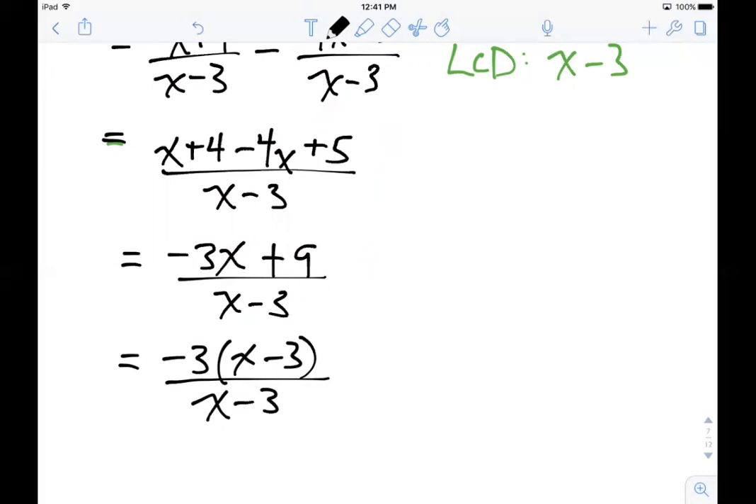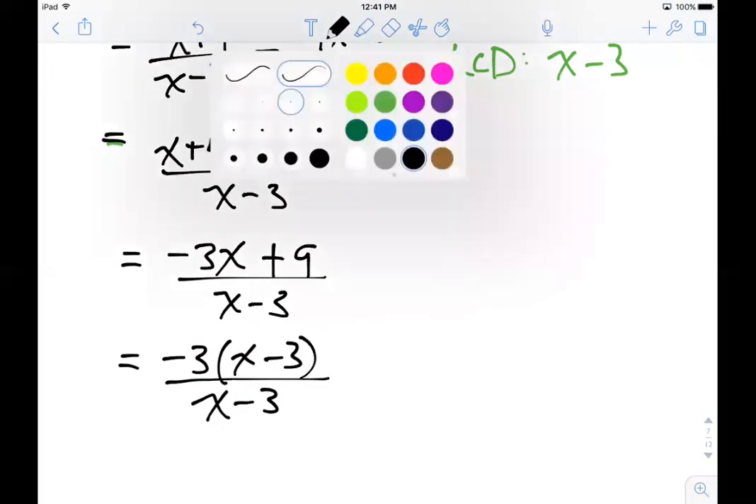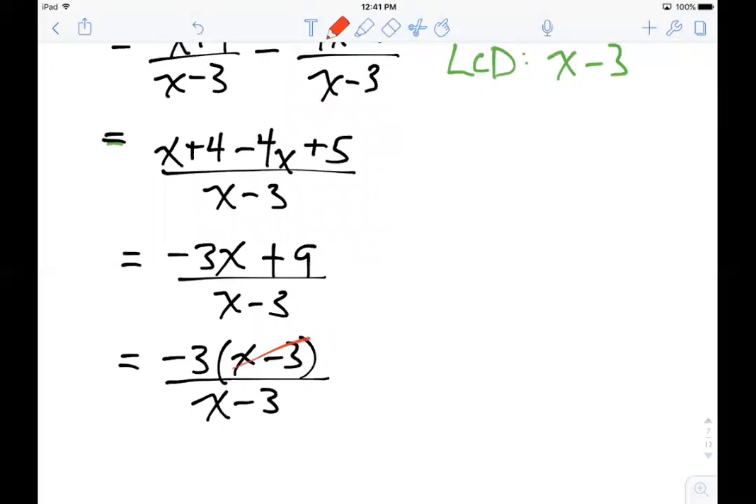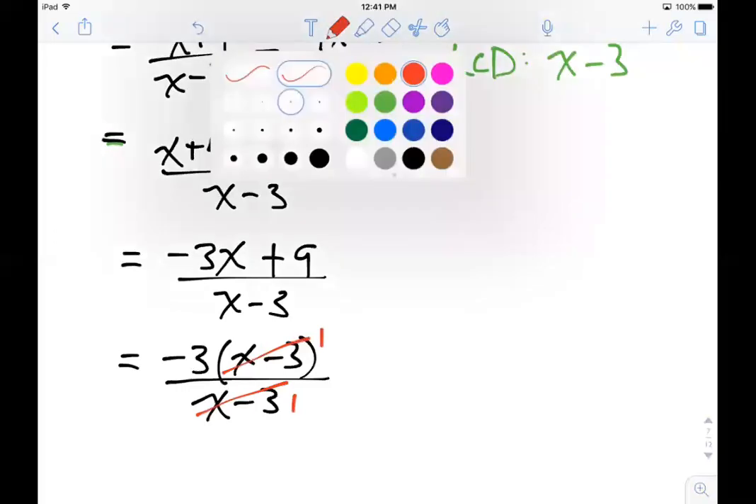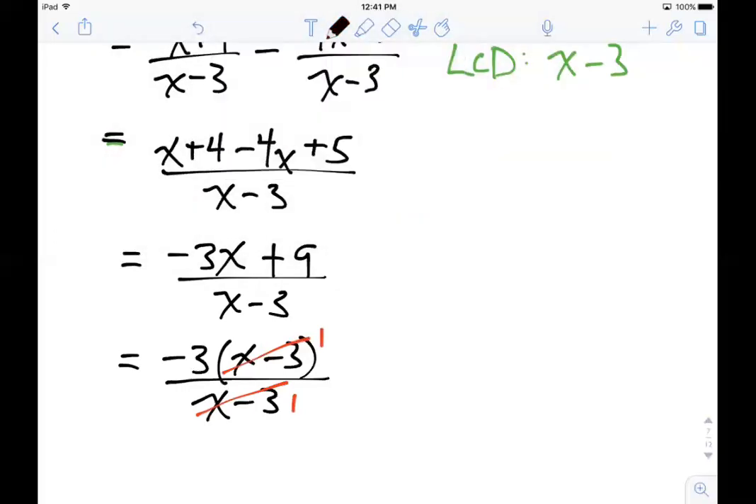So what does that mean? Well, it means we have this common factor occurring on top. We have an x minus 3 on top, so I can divide the top by x minus 3 and leave a 1 in this place. And I divide the bottom by that entire same factor as well, and it leaves a 1 in its place also. So what does that mean? Well, it means my final simplified rational expression is just the number negative 3.